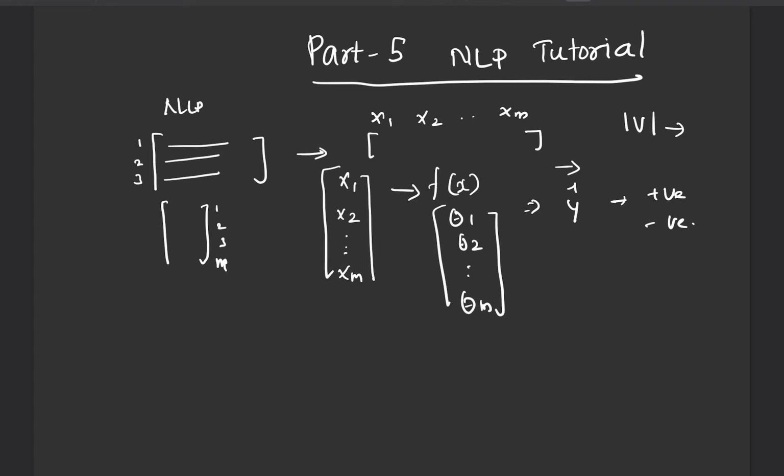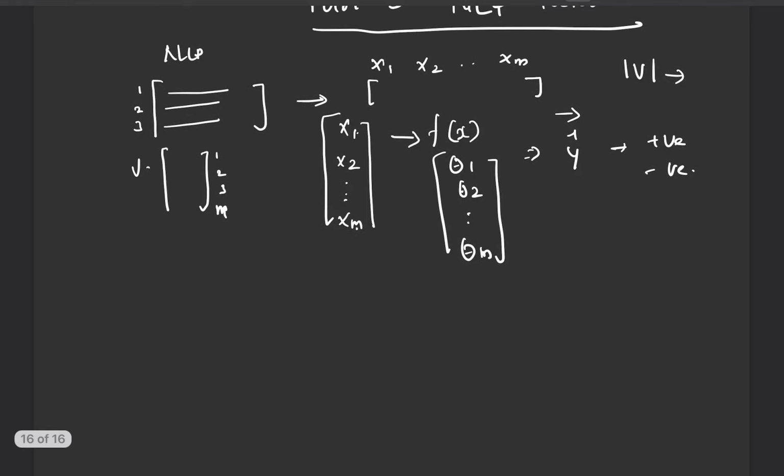So we are going to see how we can compress this information. Instead of using x1 to xm, how we can reduce the dimension of this vocabulary. So we need to follow some pre-processing steps. We will see one by one.